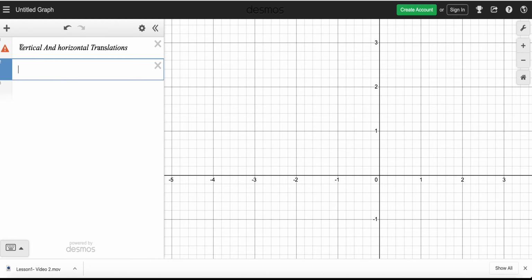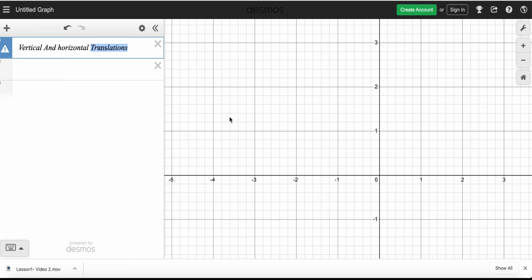This is video number 3, lesson 1, vertical and horizontal translations. What is a translation in math? Translation definitely has various meanings in different contexts. However, in math, when we say translation, we refer to just moving an object from one place to another.